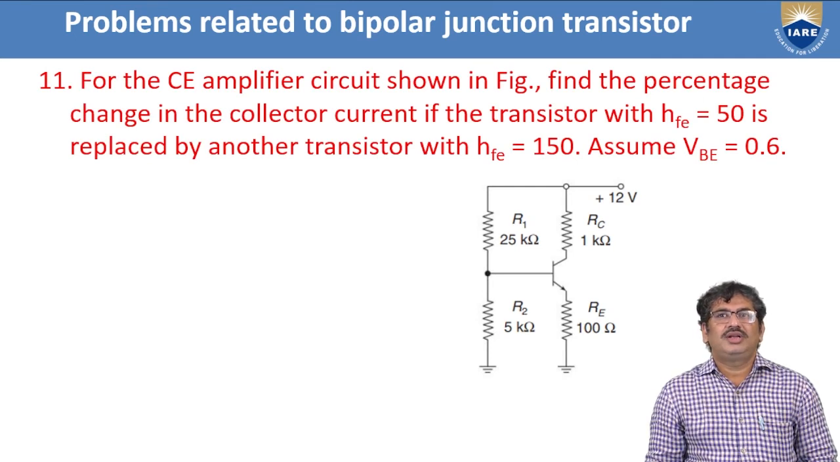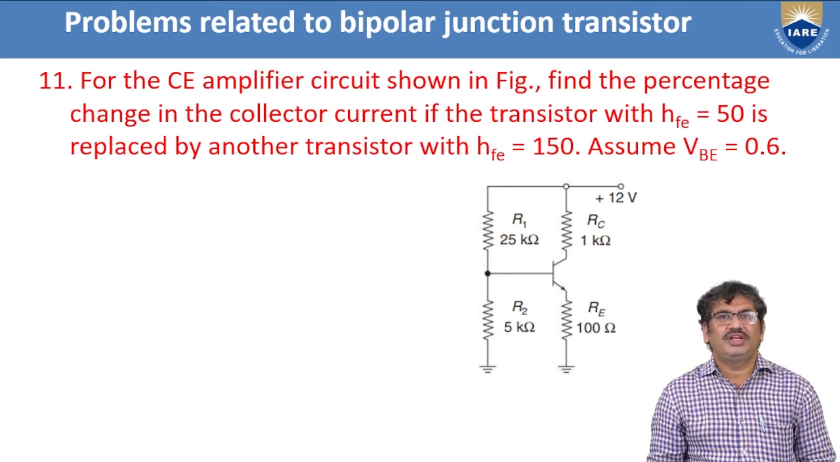For the common emitter circuit shown in the figure, find the percent change in collector current if the transistor with HFE, that is current gain, equivalent to 50 is replaced by another transistor with current gain HFE equivalent to 150. Assume VBE is equivalent to 0.6 volt.